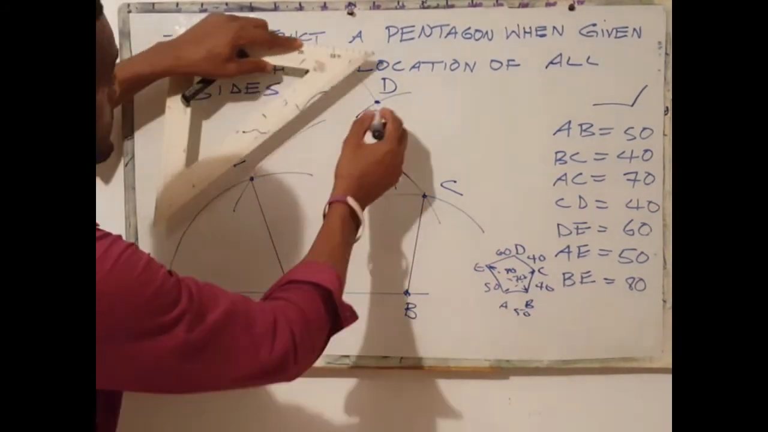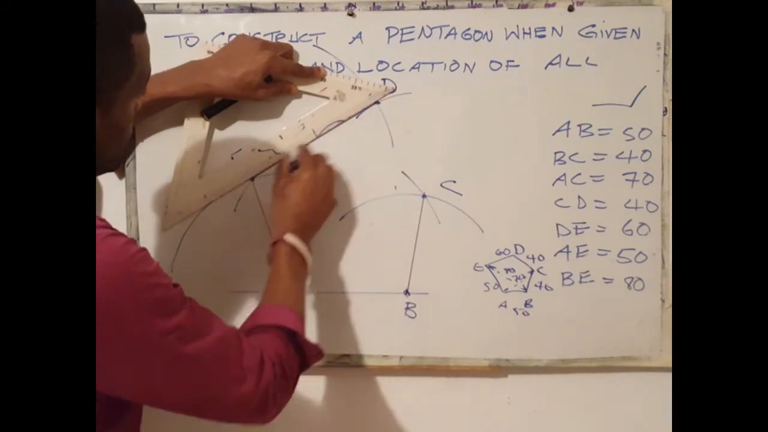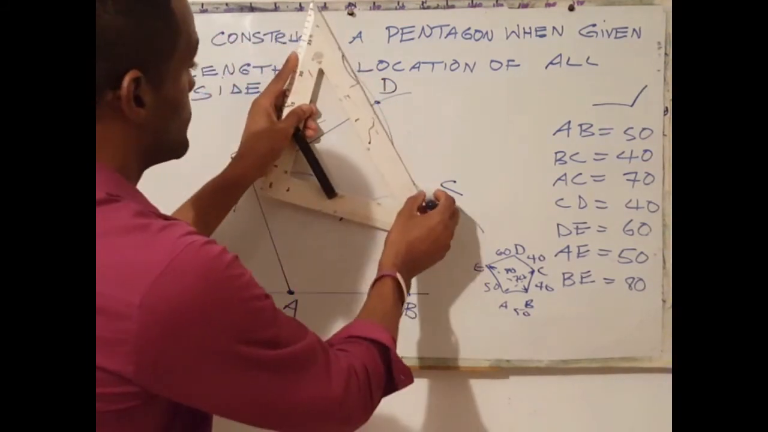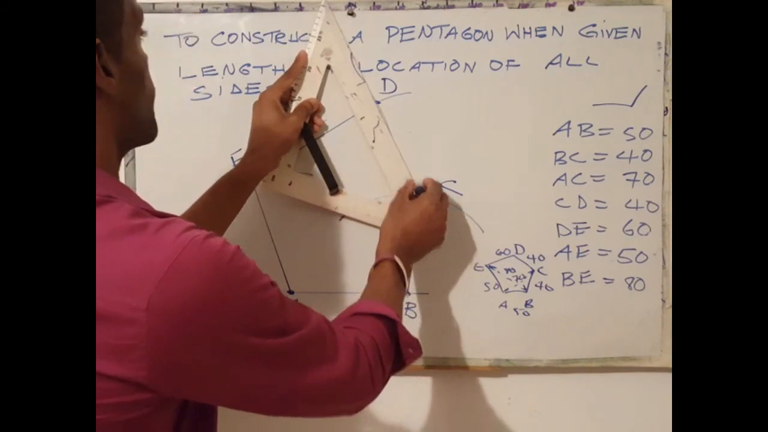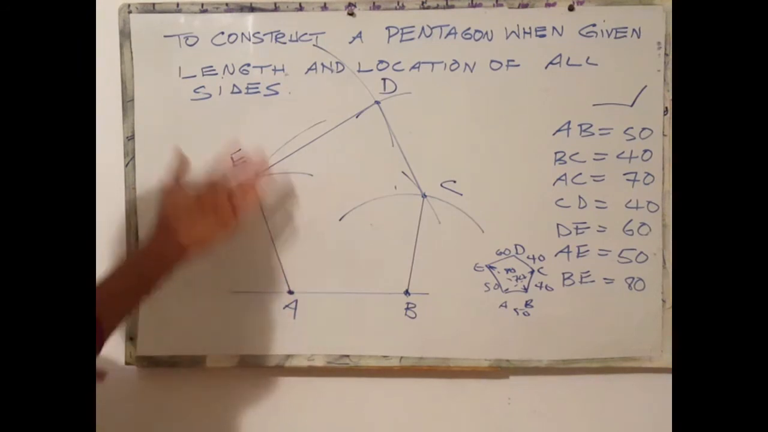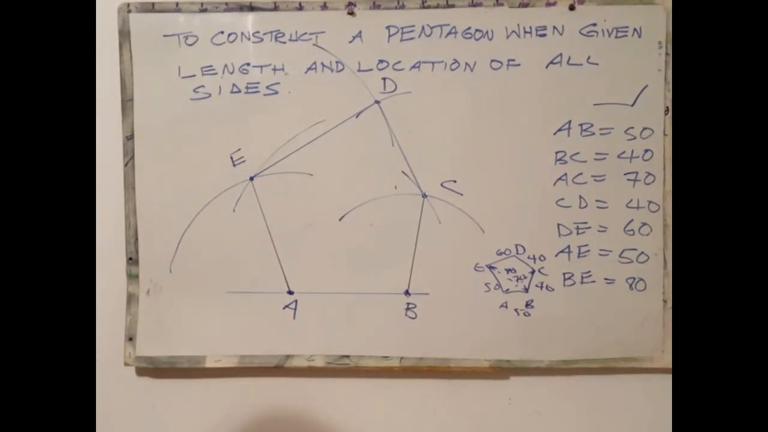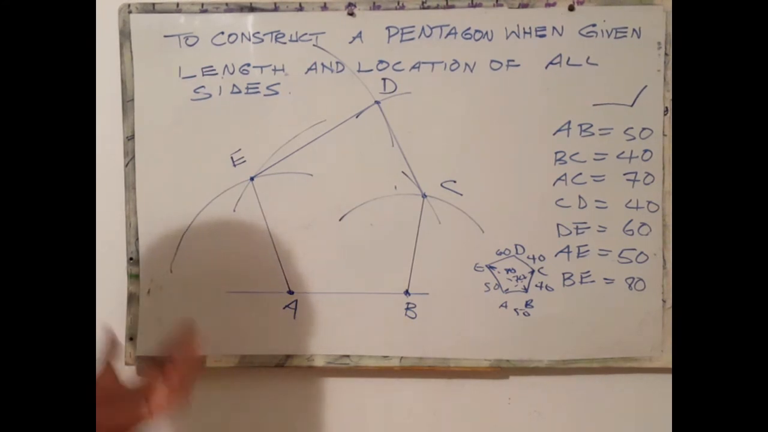Next step is to plot D to E, C to D, and that's pretty much the figure right there.